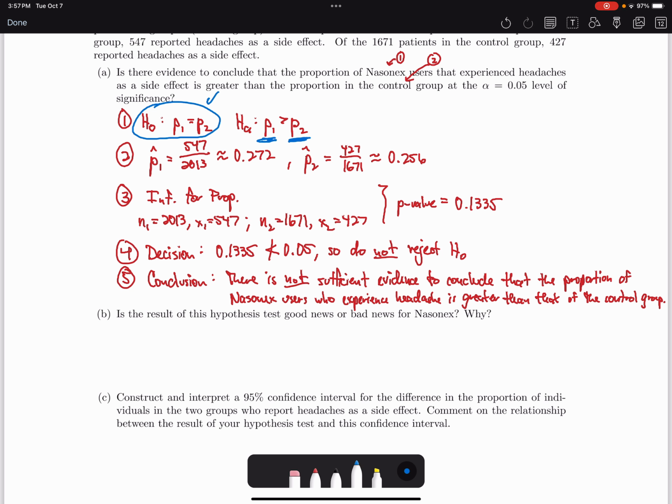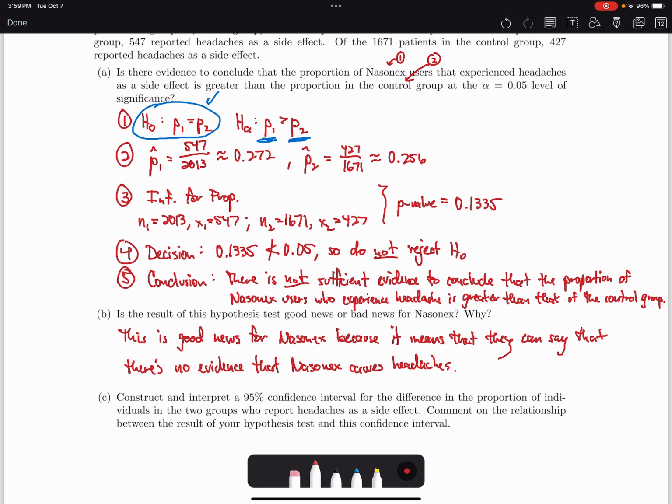So I think that's good news for Nasonex because it means that Nasonex can go about claiming that it does not cause headaches, right? Or at the very least, it could say that there's no evidence to show that it causes headaches. So that's good news for Nasonex, right? So this is good news for Nasonex because it means that they can say that there's no evidence that Nasonex causes headaches.